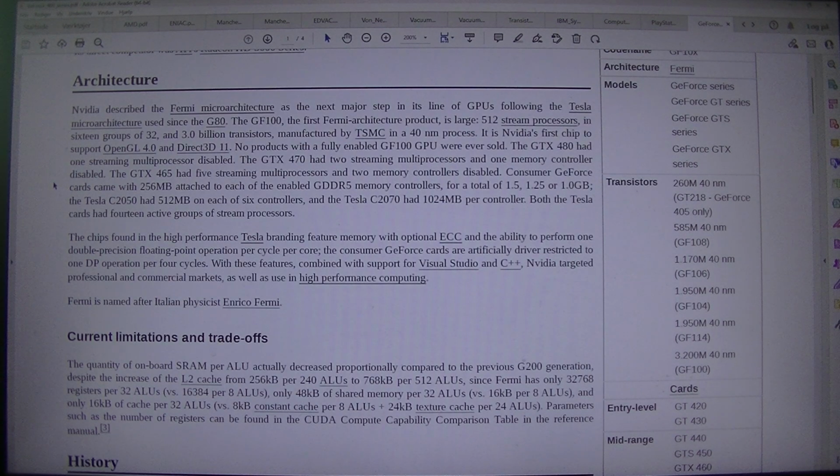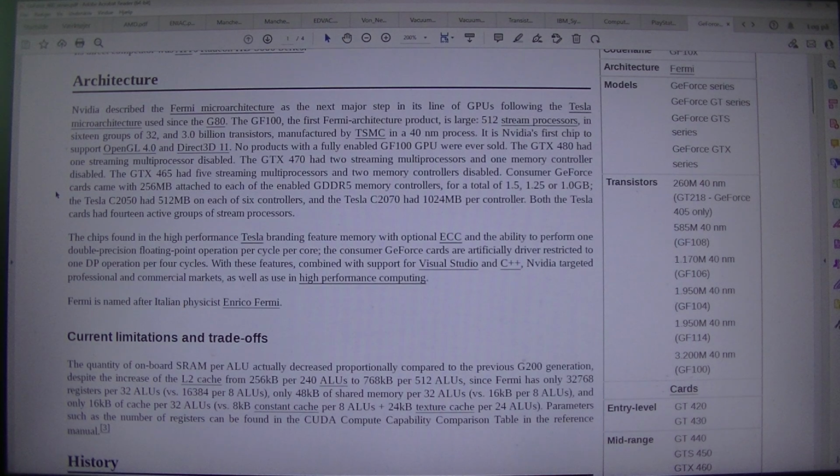Consumer GeForce cards came with 256 MB attached to each of the enabled GDDR5 memory controllers, for a total of 1.5, 1.25 or 1.0 GB. The Tesla C2050 had 512 MB on each of 6 controllers, and the Tesla C2070 had 1024 MB per controller. Both the Tesla cards had 14 active groups of stream processors.